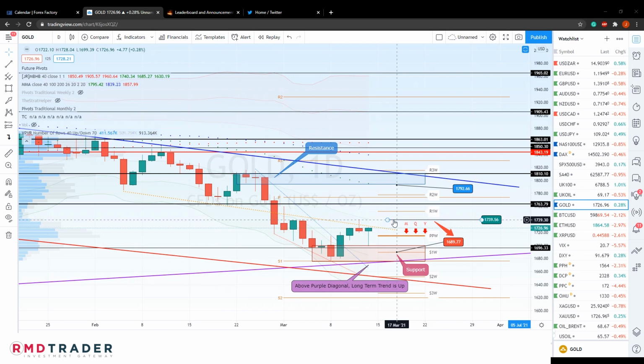As long as price can get above 1,740, I'd say there is more upside towards this area of resistance between 1,790 to about 1,810. And once price breaks that level, that will then establish a new bullish trend.